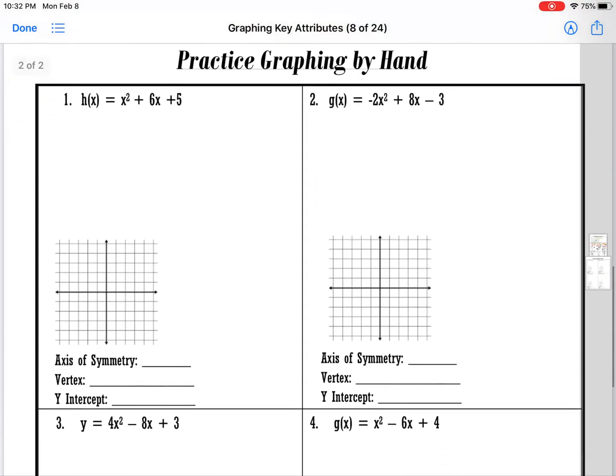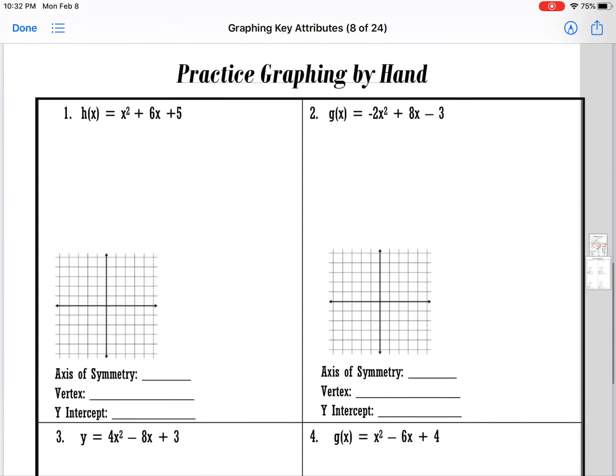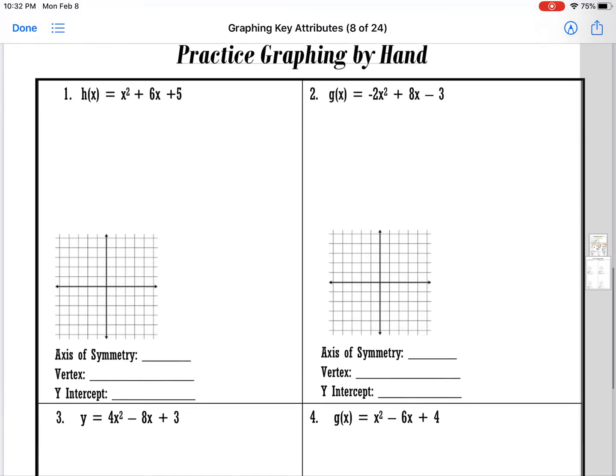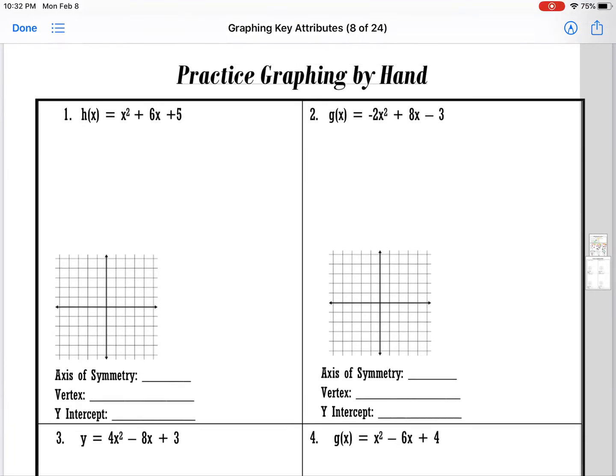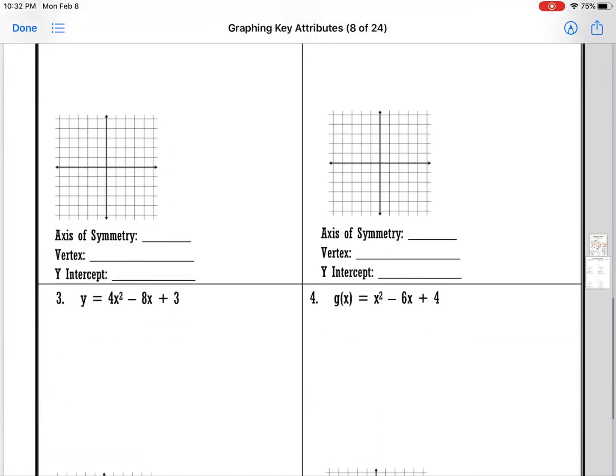Okay, so when you're ready, go ahead and try numbers 1 through 4. You can do these on the Go Formative if you're at home. And then we'll move into Desmos.